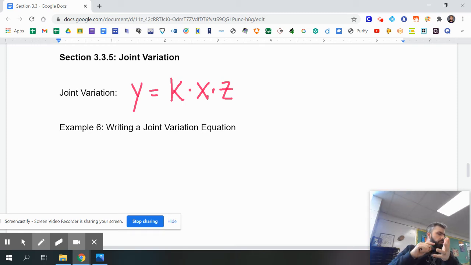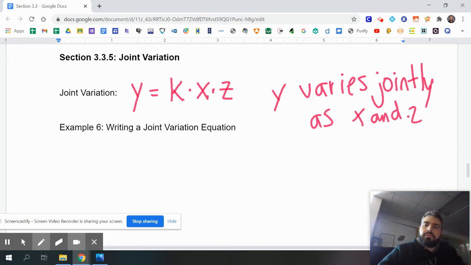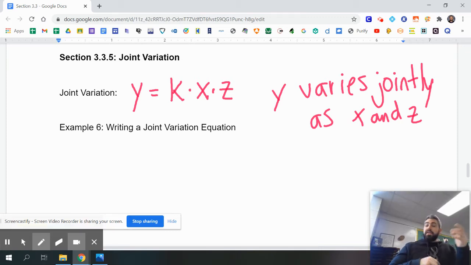And so we would say that y, I'll write this down because this is important. Y varies jointly as x and z. Okay, so basically it's saying that y is going to change when both x and z change, right? And so that k, that constant k, is going to stay the same. But our x's and z's are going to be a little bit different, okay?